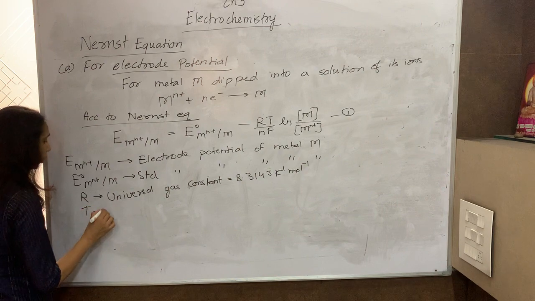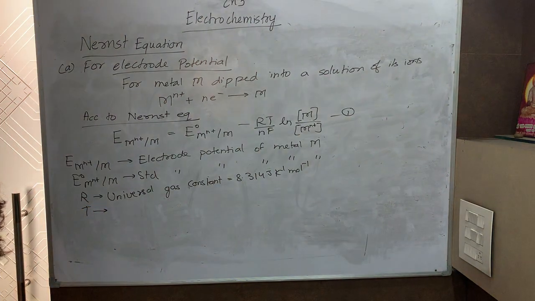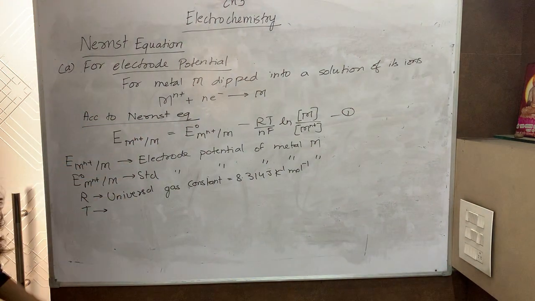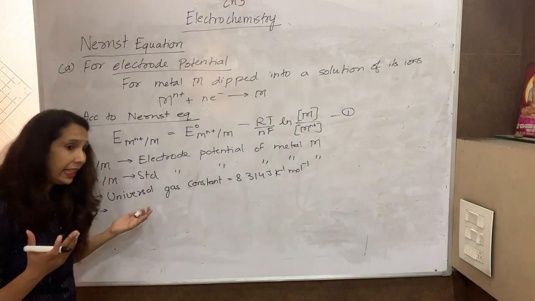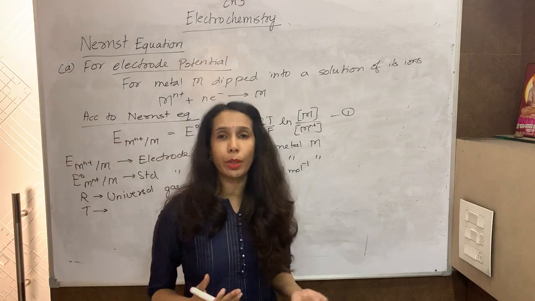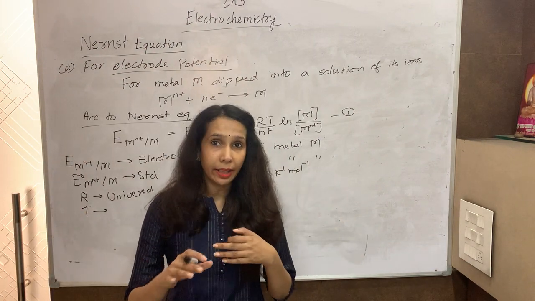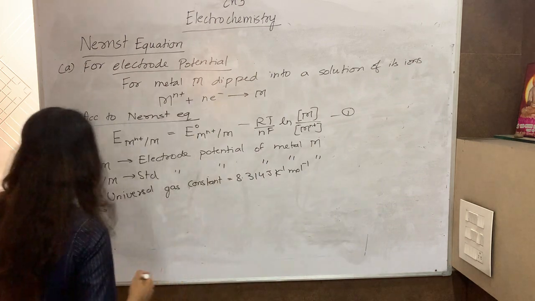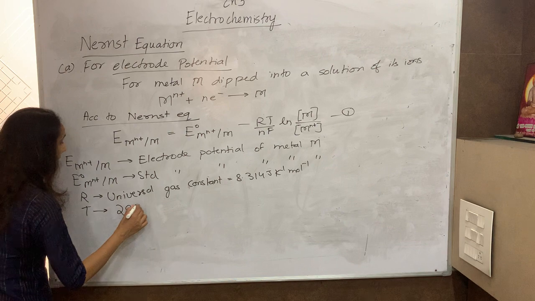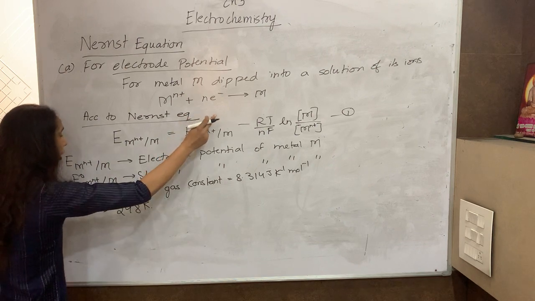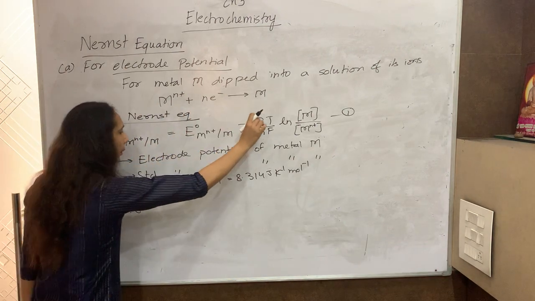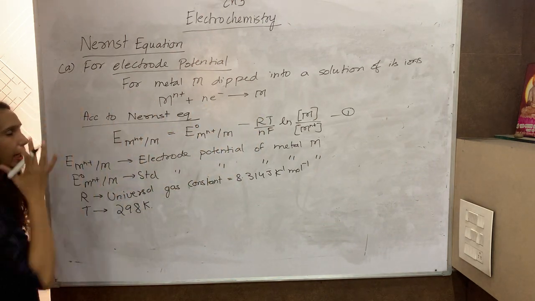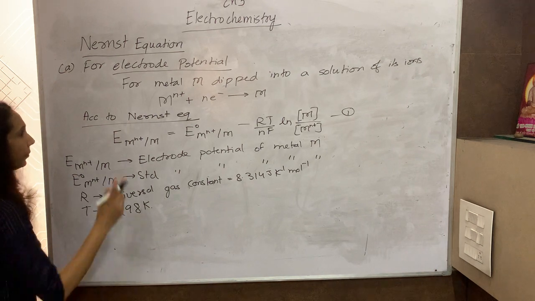T is the temperature at which you are carrying out the reaction. Any temperature at which you are working, you are free to substitute the value. But here I will be taking the temperature always as the room temperature, that is 298 Kelvin. I am again repeating, if in a numerical any other temperature is given, we can substitute any other value. But I am taking it here as 298 Kelvin.